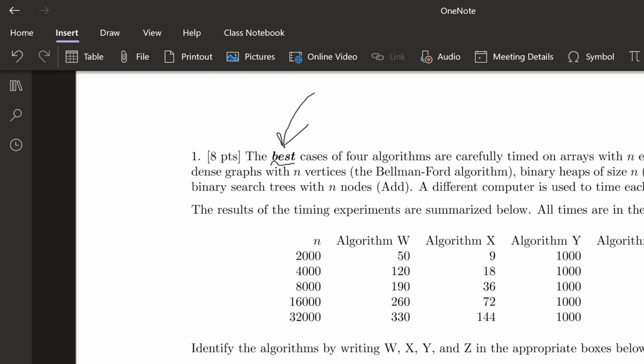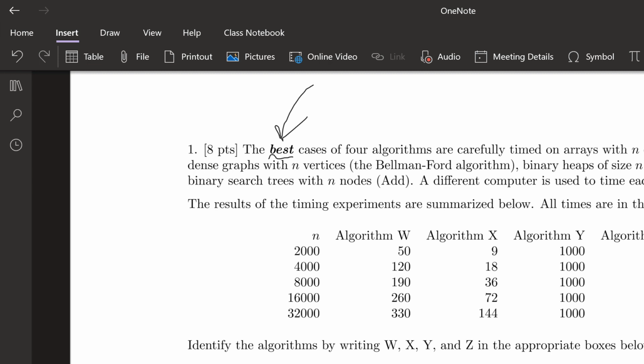All right, question 1. The best cases, and I have taken the liberty of underlining and drawing an arrow to best cases, of 4 algorithms are carefully timed on arrays with n elements, dense graphs with n vertices, binary heaps of size n, and balanced binary search trees with n nodes. A different computer is used to time each implementation, and then it provides you a table of all of their behaviors. So what is something you notice right away about the very first column of this table, the n column?